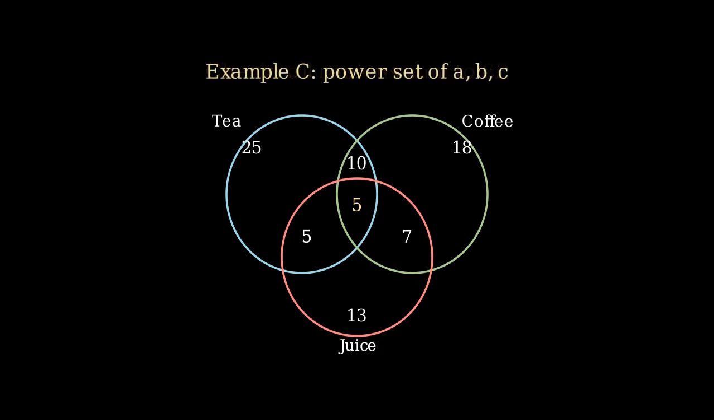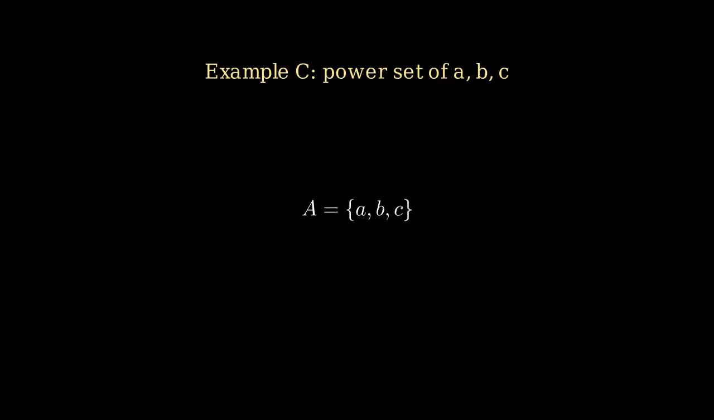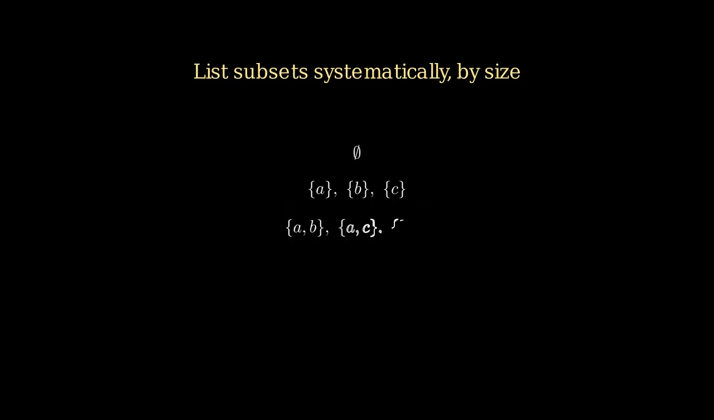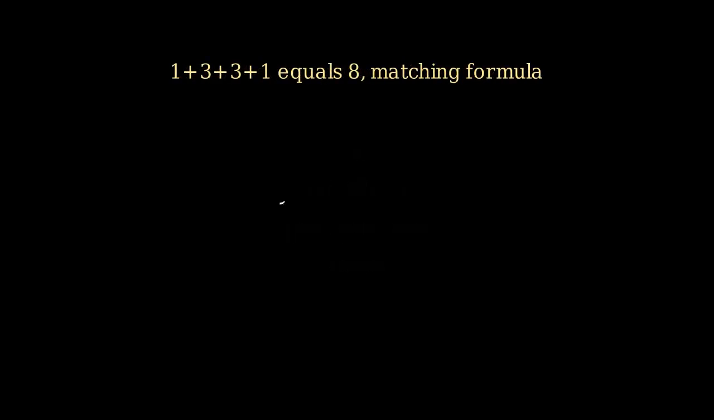Worked example C. Power sets. List every element of the power set of the set containing A, B, C. Step 1. The size of the set is 3, so the size of the power set is 2 cubed equals 8 subsets total. Step 2. List them systematically by size. The empty set, size 0, then the three singletons, just A, just B, just C, then the three pairs A and B, A and C, B and C, and finally the full set itself, A and B and C. Count them up. 1 plus 3 plus 3 plus 1 equals exactly 8, matching the formula.